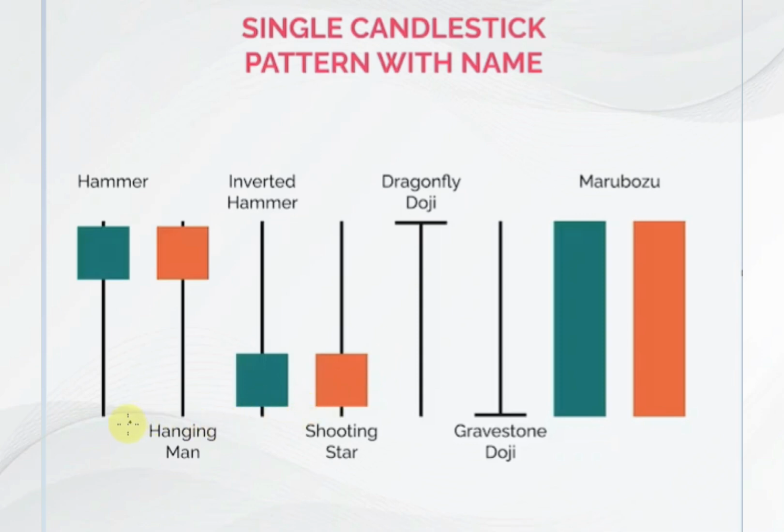First of all, we have the hammer. The hammer indicates a reversal to the upside. It indicates a buy signal.